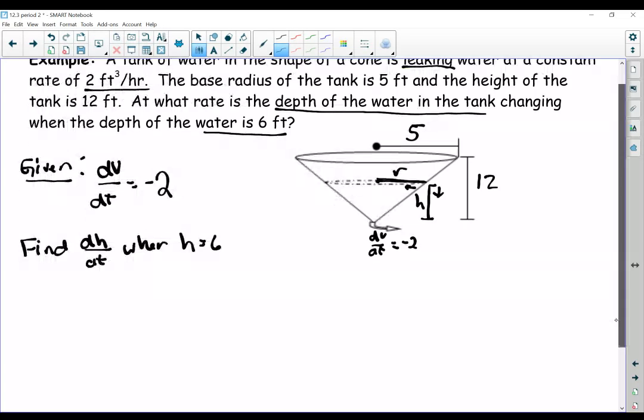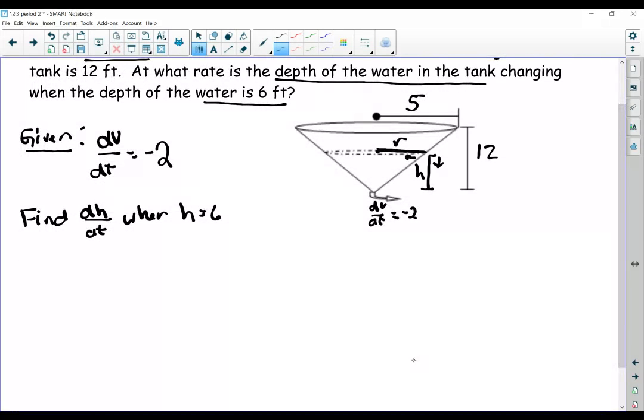Okay, so now that I have all the information that they want to give me, I need to start with an equation that relates these variables together. So I have a rate for V. So I'm going to have volume, radius, and height. I'm going to start with the volume of a cone. Now I'm going to split my paper into two and talk about the two ways. Either way, I'm starting with the volume of a cone.